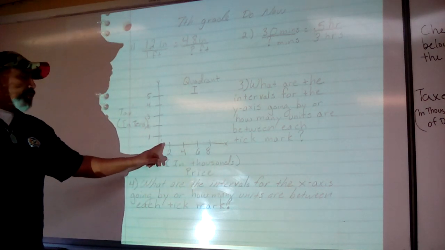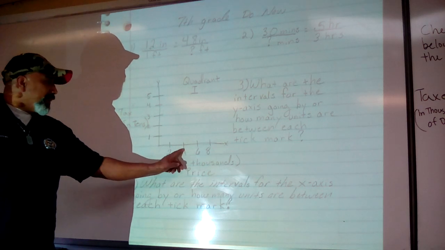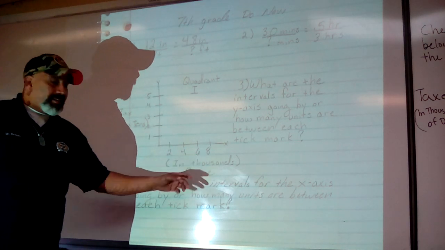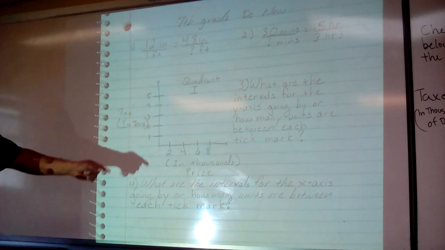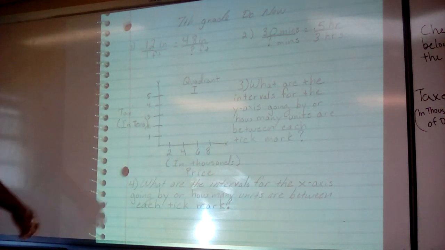Over here, we're going by thousands. So right here, 0 to 2, that's 2,000. From 2 to 4, it's 4,000. From 4 to 6, that's 6,000. So we need to make sure we pay close attention to our intervals and what it says in the labels. So what are the intervals for the x-axis going by, or how many units are between each tick mark?